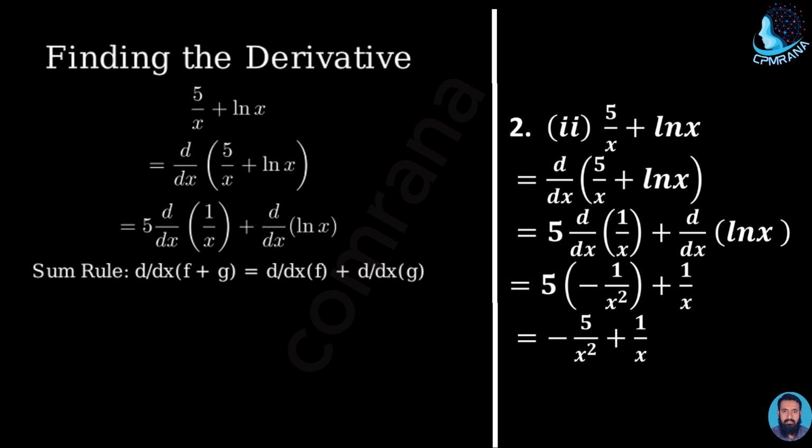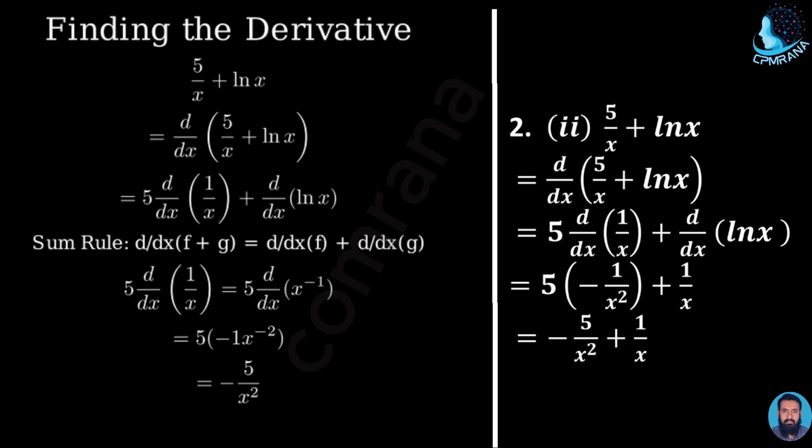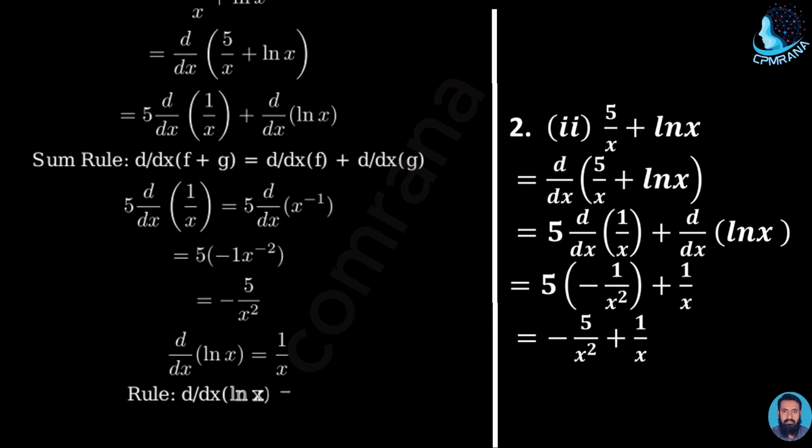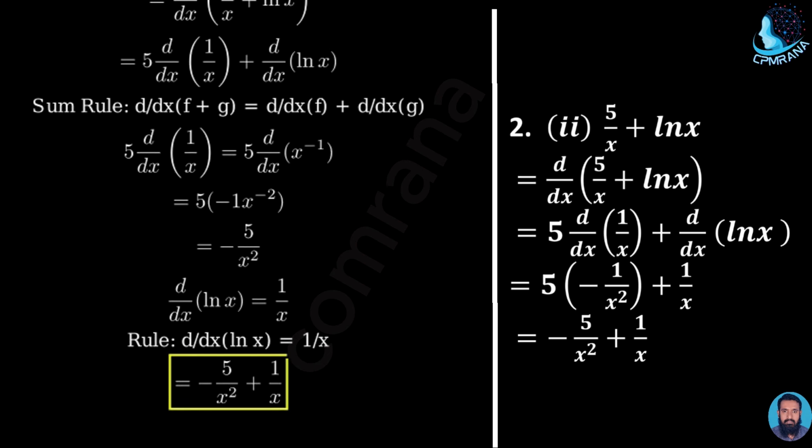Let's handle the first term. For 5 over x, we can rewrite this as 5 times 1 over x. Using the power rule, the derivative of x to the negative 1 is negative 1 times x to the negative 2. So 5 times negative 1 over x squared gives us negative 5 over x squared. For the second term, we know that the derivative of natural log of x is 1 over x. Now we can combine our results. The derivative equals negative 5 over x squared plus 1 over x.